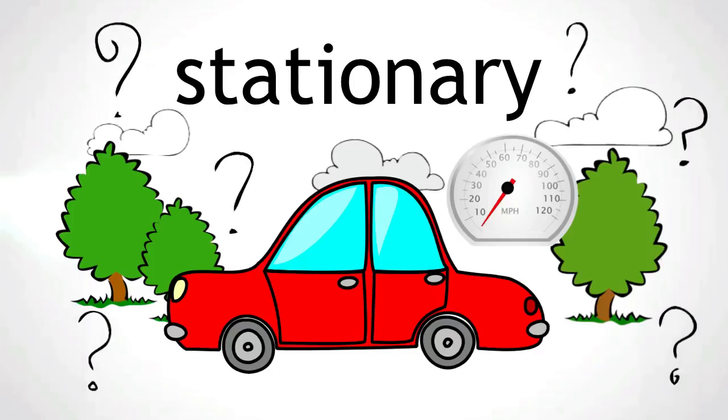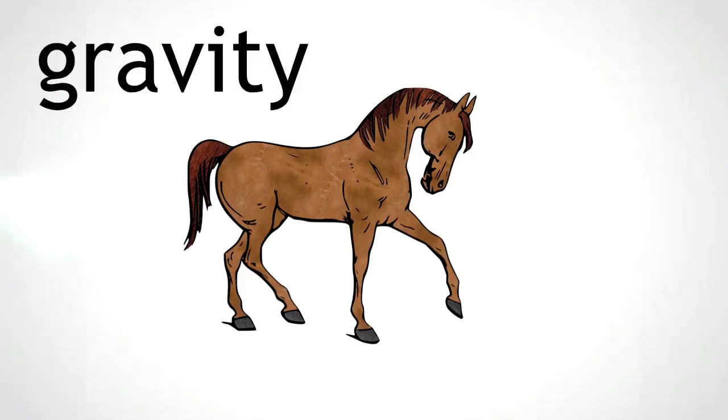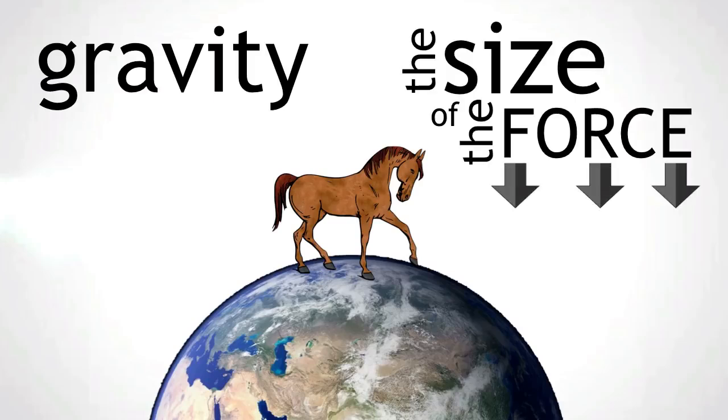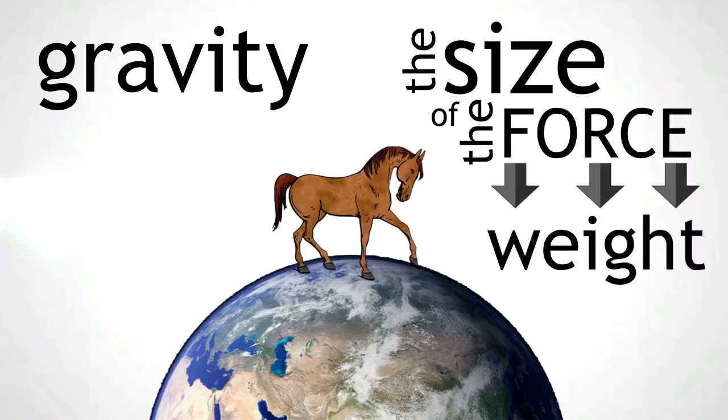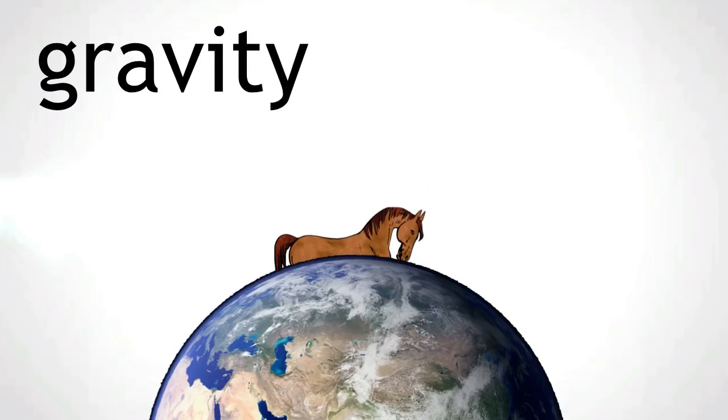Let's look at the example of a horse. The first force we will consider is the force of gravity. This acts towards the centre of the earth. The size of the force of gravity is the horse's weight. An arrow is drawn downwards from the horse towards the centre of the earth. If this were the only force acting on the horse, it would sink into the ground.